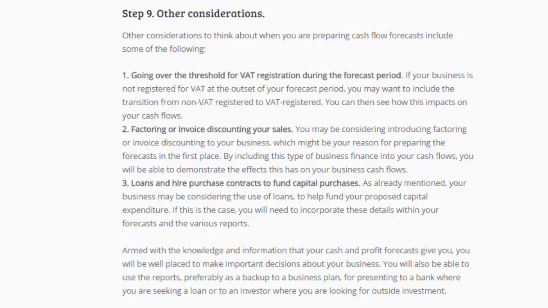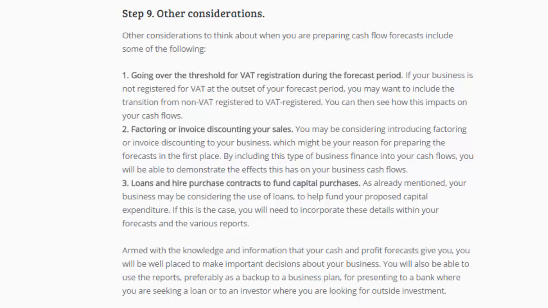We have already alluded to having a look at loans and hire purchase contracts, and how you fund your capital purchases. So, armed with professionally prepared cash and profit forecasts, you'll be able to make important decisions about your business. You'll be able to use the reports to back up a business plan. So if, for example, you've written a business plan to take to an investor or bank, the cash and profit forecasts, or the numbers, are there to support that business plan.